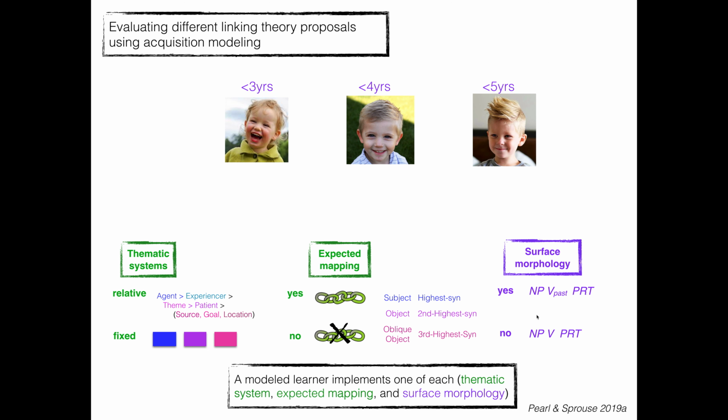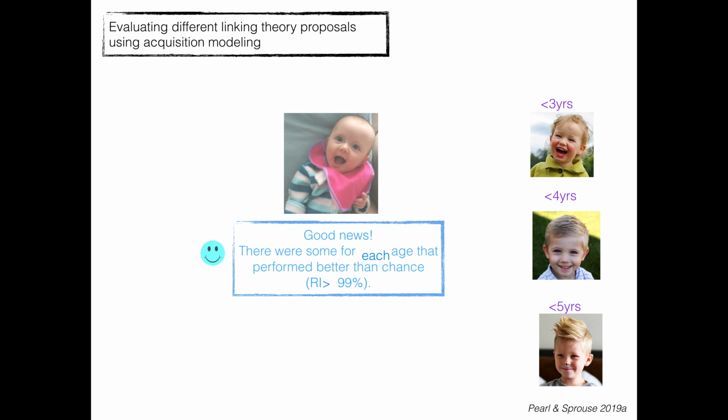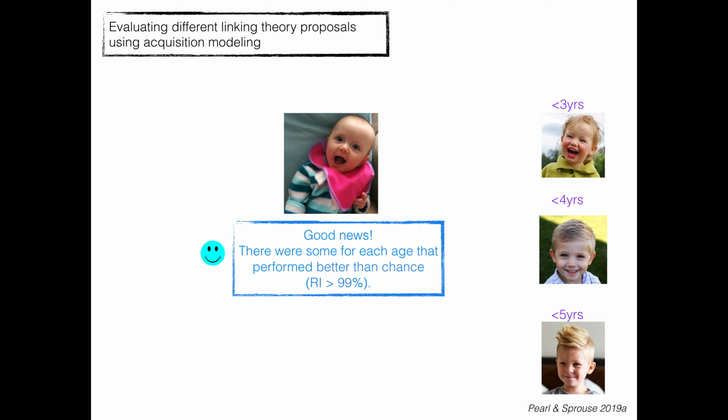And what I'm going to tell you is which ones actually worked. And the answer is that there were some for each age that performed better than chance, right? That did better than 99% of the random bootstrapped confidence interval, the randomized ones. So great, because that sure didn't have to be true. So it seems like we're on the right track. And what I want to do now is walk you through what they were.